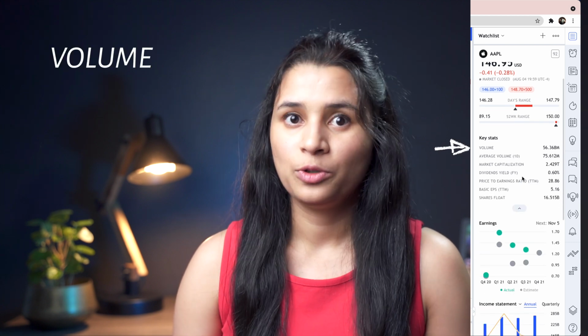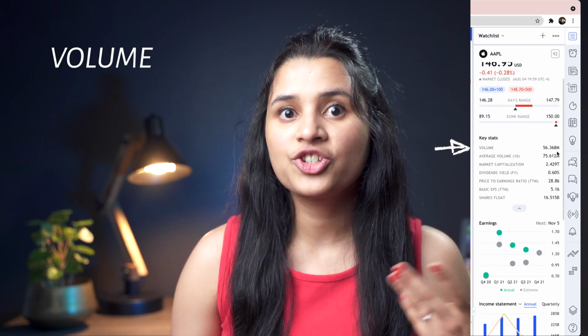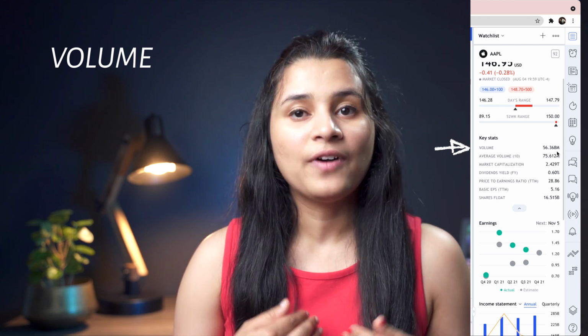Next is a bunch of these key stats. The first is volume. This simply says how many shares traded hands during the day. If I sell 10 shares and you buy those 10 shares, then the volume is still 10 and not 20 because 10 shares traded hands.